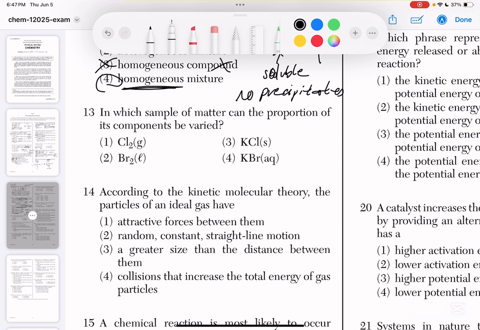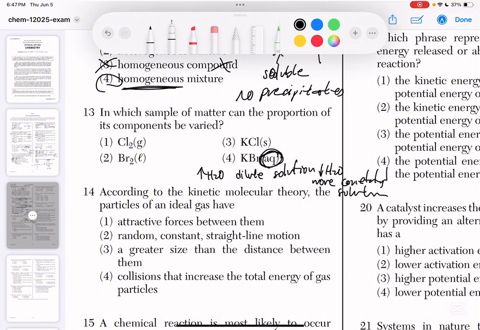In which sample of matter can the proportion of its components be varied? Okay, so the only one here that can be varied is the aqueous potassium bromide. You can have more water, so that would be a dilute solution. Or you can have less water and have it be a more concentrated solution. All the other ones, if you're changing the proportion, you're changing the thing itself.